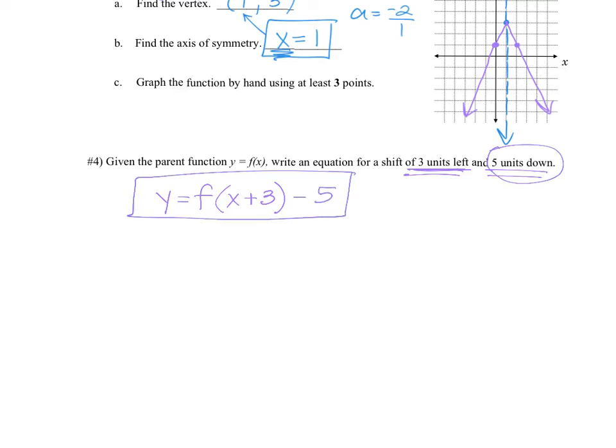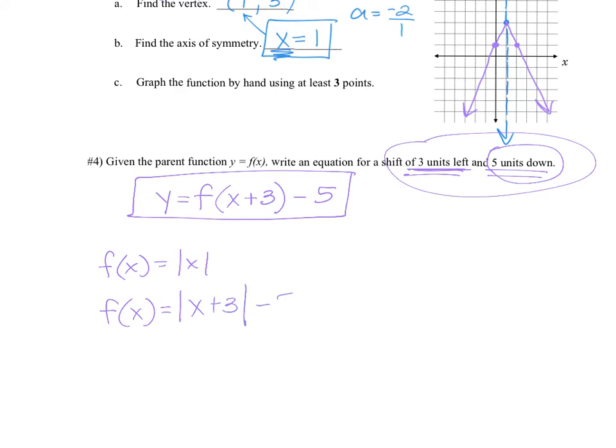Okay? Let's look at this a different way. Let's say you had f of x equals the absolute value of x. Okay, it's an absolute value function, but let's do the same thing. 3 units to the left, we would say f of x equals the absolute value of x plus 3 minus 5 units down. Okay, so that's what it would be for absolute value.